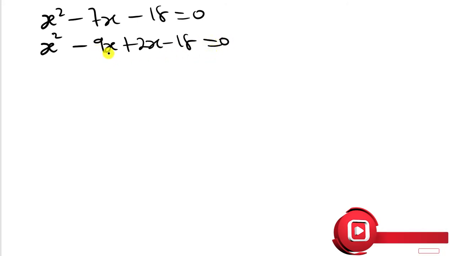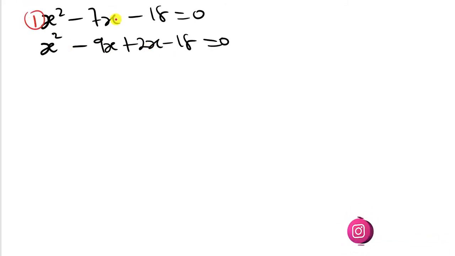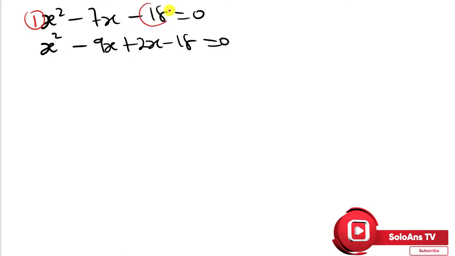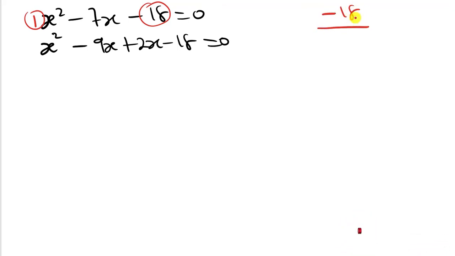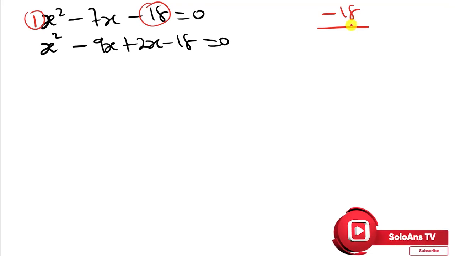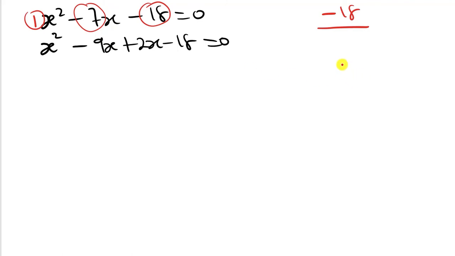And you know why we are having a minus 9x plus 2x? Because the coefficient for the x squared is positive 1. The constant term is also what, negative 18. So the positive 1 times negative 18 is going to give us negative 18. So we need two numbers which, when you multiply, you get negative 18, but when you add, you get the coefficient of the x term, that is negative 7, and that is minus 9 and then positive 2. So that is why we are having the minus 9 and positive 2 here.